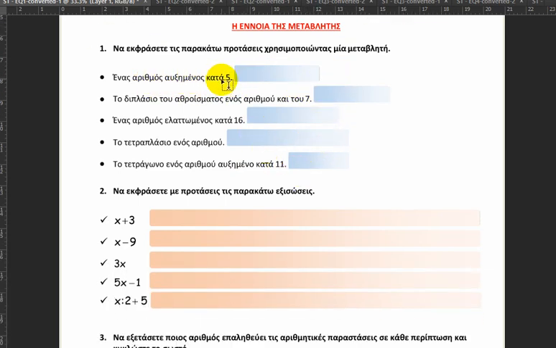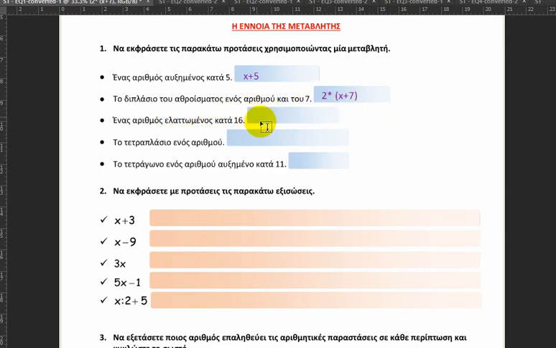Here we want to describe the following using x. So here we have a number that, as it says here, is increased by 5. So that would be x plus 5. Here would be the double of the sum of a number and 7. So the double, so 2 times the sum of a number and 7. So x plus 7. X plus 7 is the sum of the number and 7. 2 times means double, right?